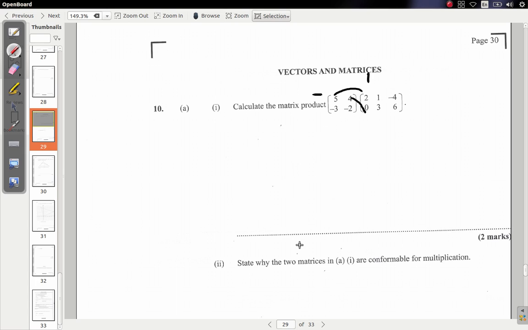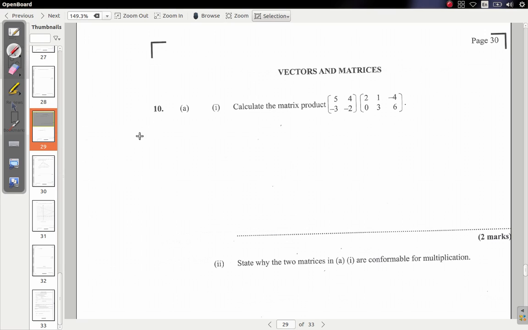So that is why the number of elements you have in each row of the first matrix equals the number of elements in each column of the second matrix. That is why.